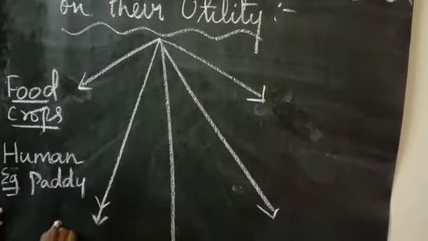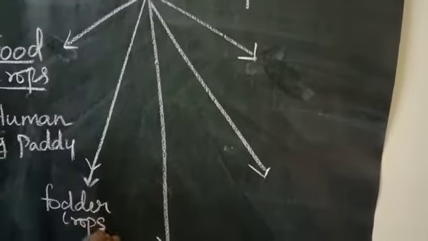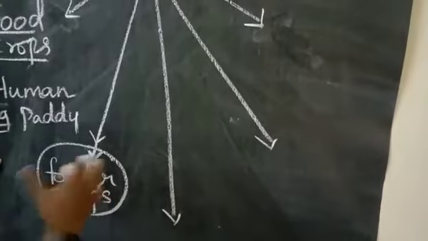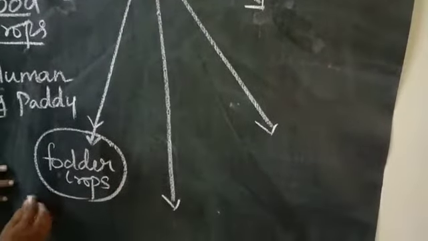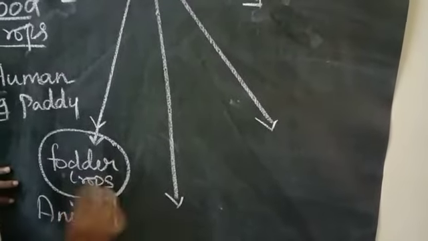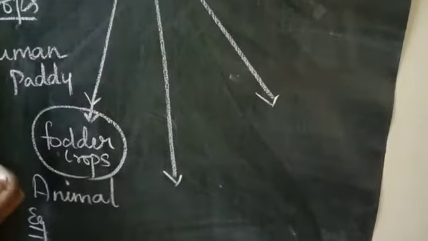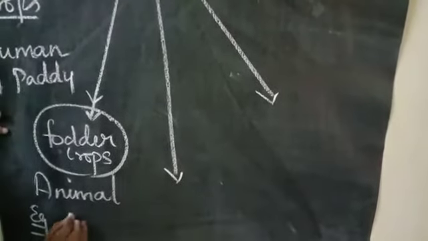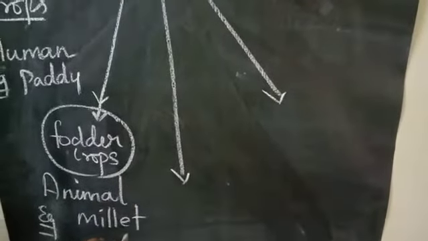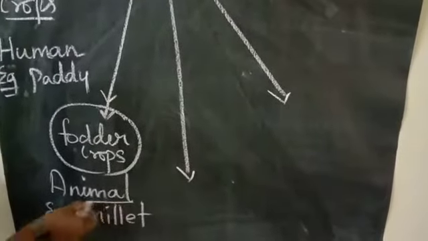And next, if you see, fodder crops. Fodder means the food for animals. It is for animal usage, animal consumption. And examples are sorghum or millet, we can say. Even the groundnut plant, if you take, the groundnut is taken for human consumption and the plants are utilized for animal consumption.